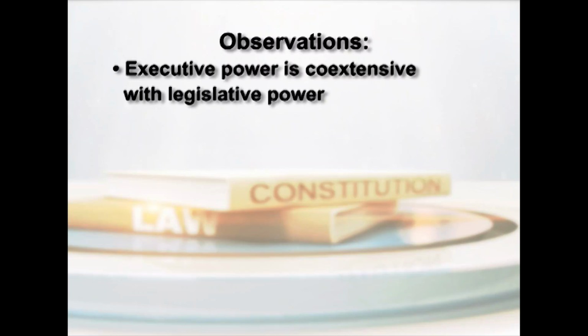Now, here are some observations. Actually, whatever the provisions of the Constitution suggest, there are many centralizing forces which indicate towards having a strong center. Executive power is coextensive with legislative power. As it was in case of central state legislative relations, in case of center state administrative relations also, central dominance has become the prevailing norm.